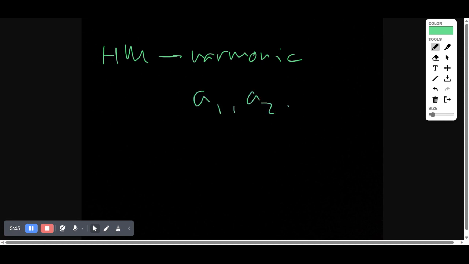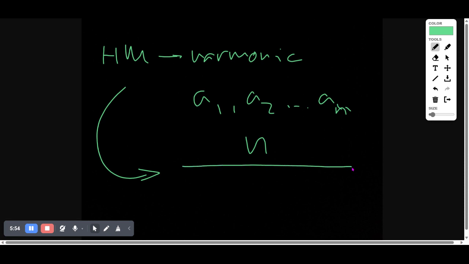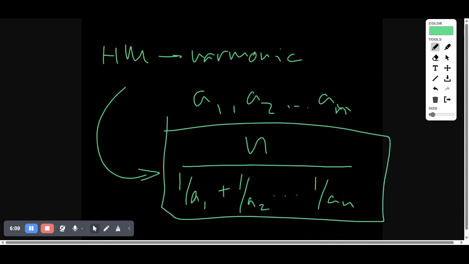With our sequence A1, A2, up to An, the harmonic mean is n, the number of terms, all divided by 1 over A1 plus 1 over A2, dot dot dot, all the way to 1 over An. This is the harmonic mean, and it's useful for finding things like average speeds. Now we can get into how the AM, GM, QM, and HM relate to each other.